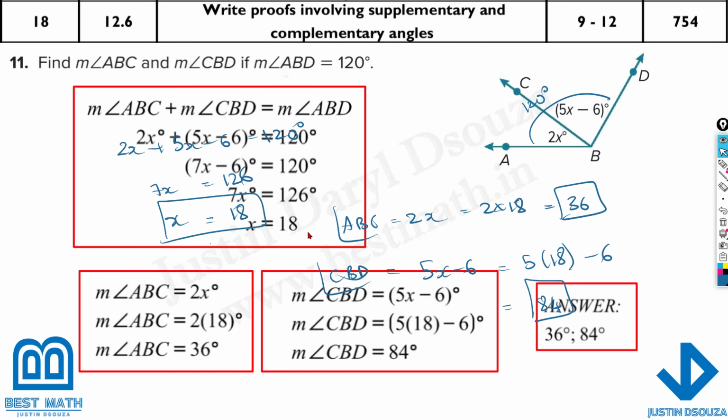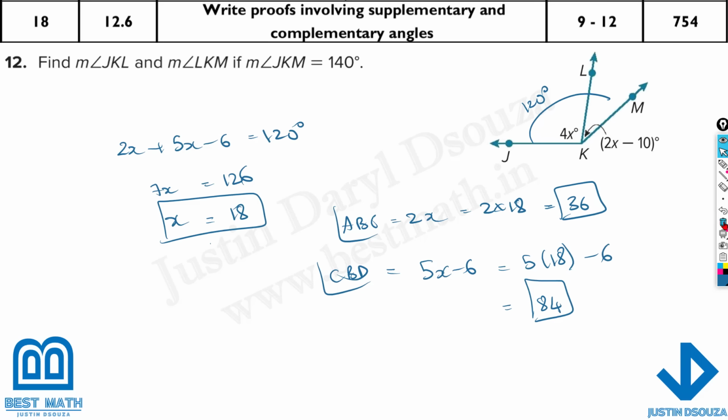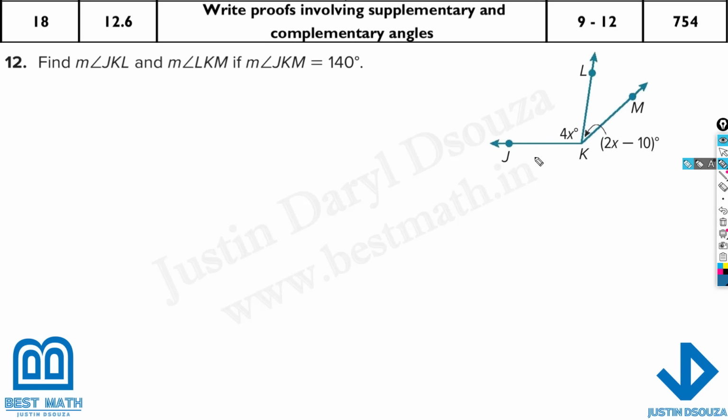And x was 18. What about this problem here? The same thing: they have told us this measure, and the total angle is also told. So let's solve it. 4x plus 2x minus 10 is equal to 140. So here we have 6x is equal to, it goes to the other side, will become 140 plus 10, which is 150. Now divide both the sides by 6, it'll be 25 here, because 6 times 25 is 150, yeah.